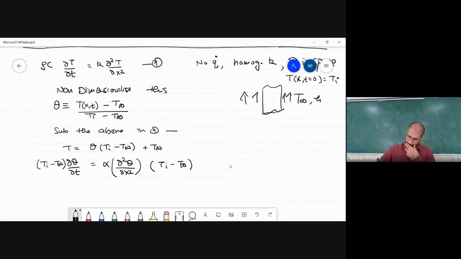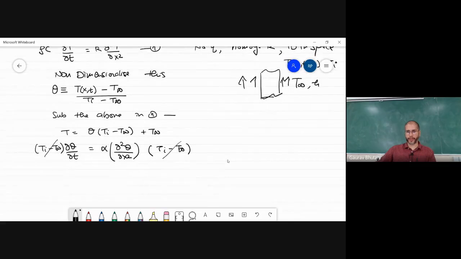Is that right? So this Ti minus T infinity can be cancelled from both sides. So this is what you get. Now I would also want to non-dimensionalize my time and X.